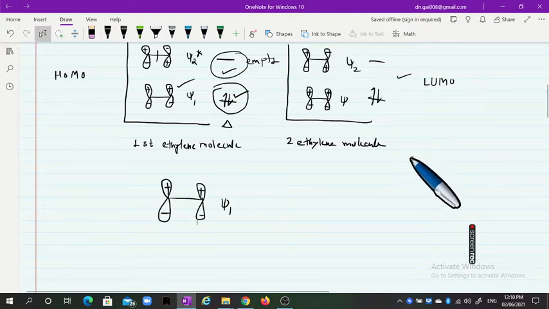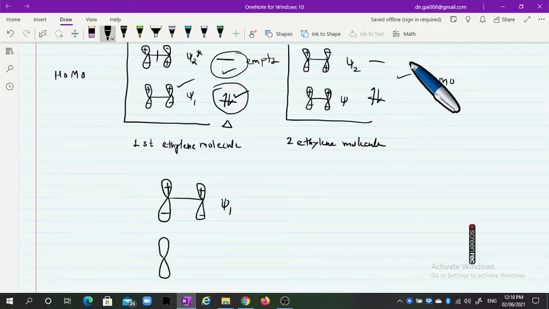For the second molecule, this orbital is the occupied molecular orbital, and this orbital is the unoccupied molecular orbital. Therefore for the second molecule we consider the lowest unoccupied molecular orbital. Psi 2 is the LUMO. Let us try to draw these orbitals: positive, negative, negative, positive.